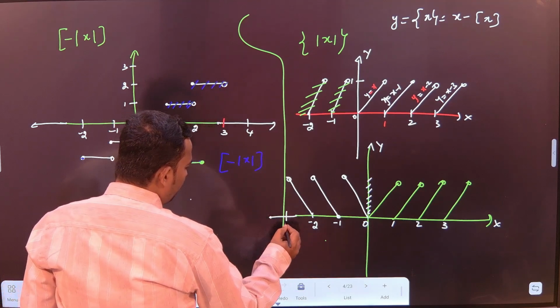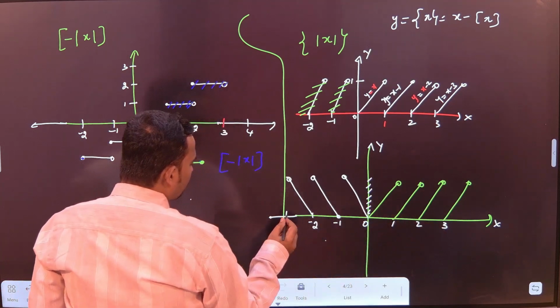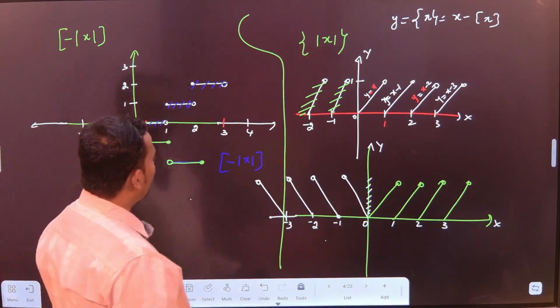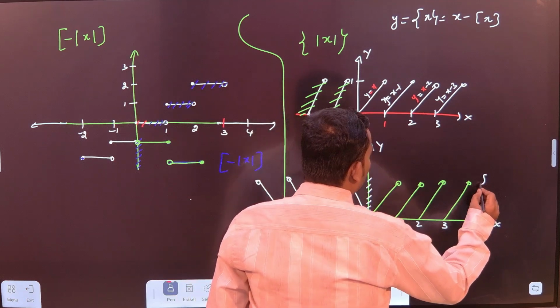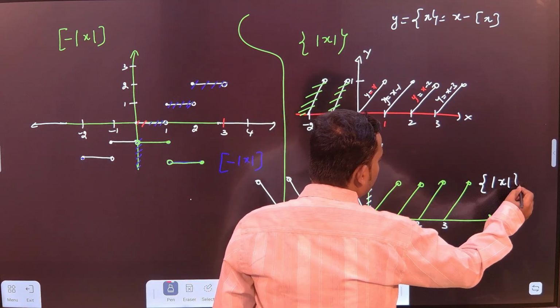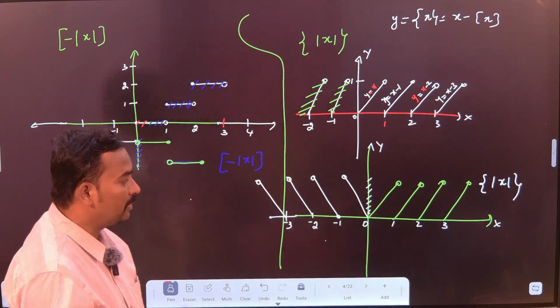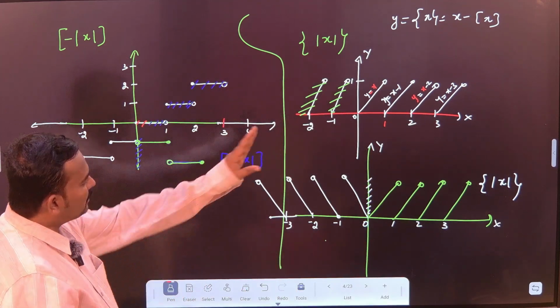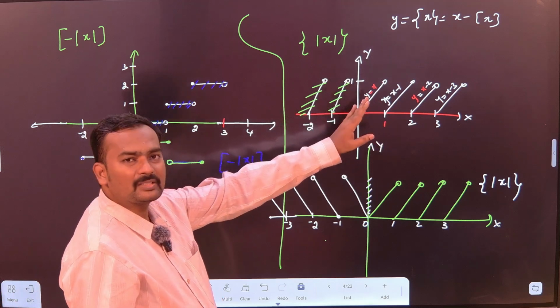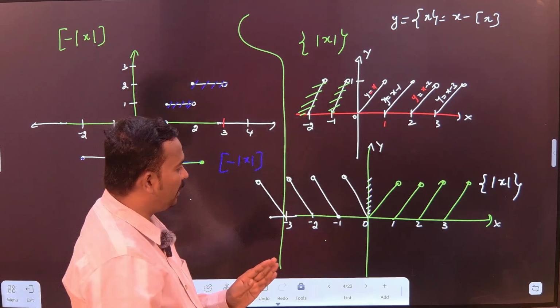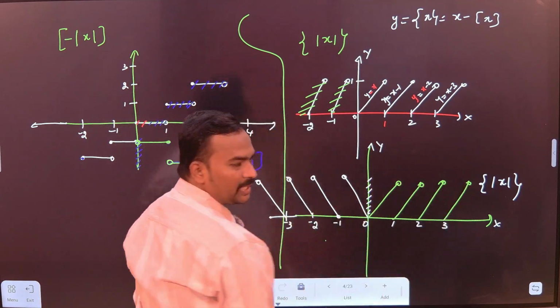Minus 3 is there, no? So plus 3 into minus 3. This graph will be like this. This is the complete graph of the fractional part of mod x. You have to remember, when you are taking the transformation here, the right side you can keep as it is. The whole function, the fractional part of mod x, will be everything, right side and left side.